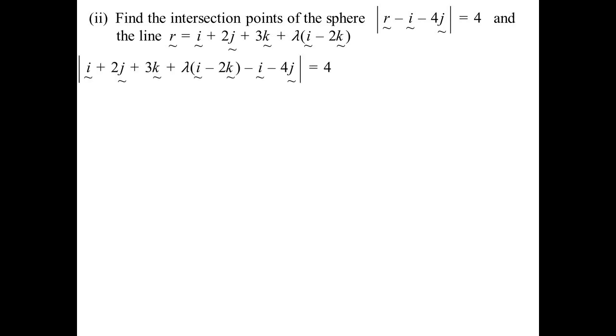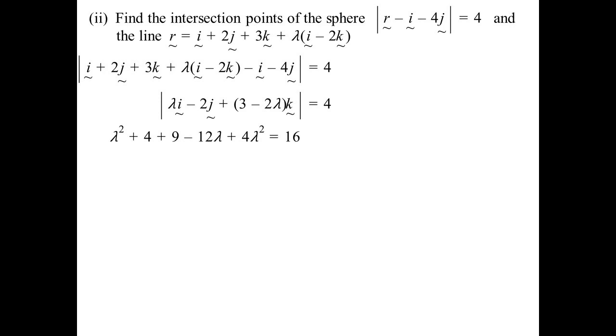I've substituted the r into our magnitude, modulus, call it what you will, of r minus i minus 4j is 4. So I've just subbed that in. And if I group the i's and the j's and the k's together, we end up with this lovely expression. So we're saying the magnitude of that is 4. So lambda squared plus 4 squared, plus 2 squared, so that's 4. And then expand out the 3 minus 2 lambda all squared will be 16. I end up with a quadratic.